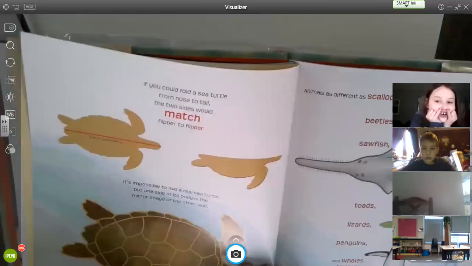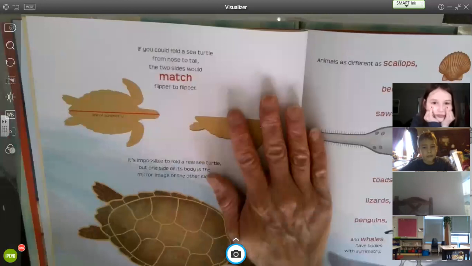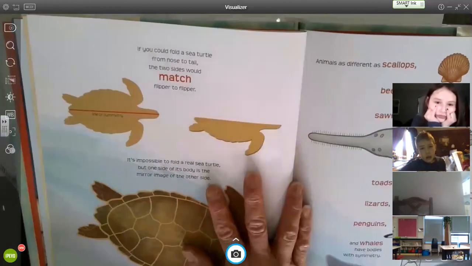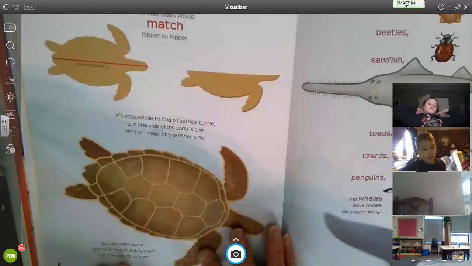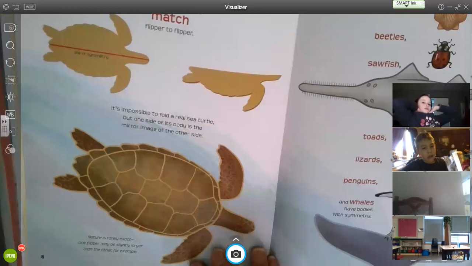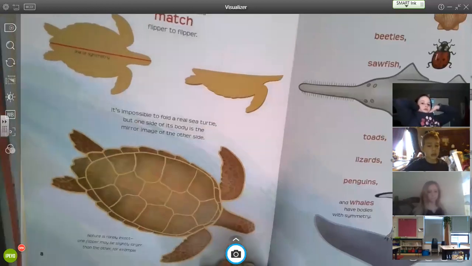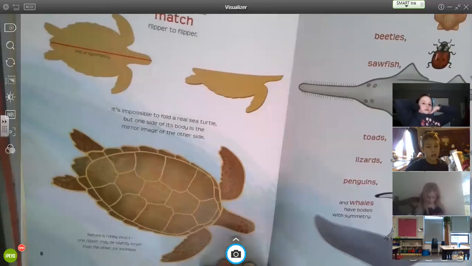If you could find a sea turtle from nose to tail, the two sides would match, flipper to flipper. It's impossible to fold a real sea turtle, but one side of its body is the mirror image of the other side. Nature is rarely exact. One flipper may be slightly larger than the other, for example, just like you and I.